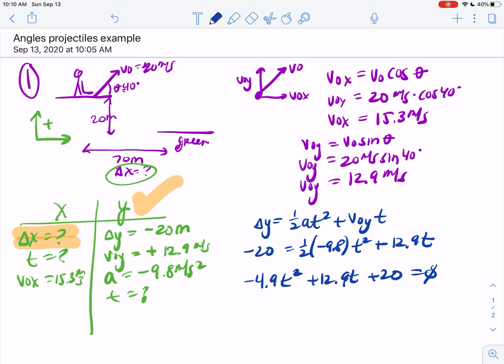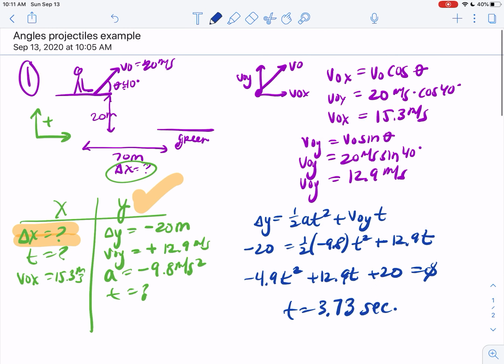So you want to put it into some kind of graphing thing or use the quadratic formula, all right? And then most often what happens is one of the times comes out as negative, so that one doesn't matter, because you can't have a negative time. All right, so when I look at this, I'm going to get a time of 3.73 seconds. Okay, so go ahead and do whatever mathematical magic you need to do.